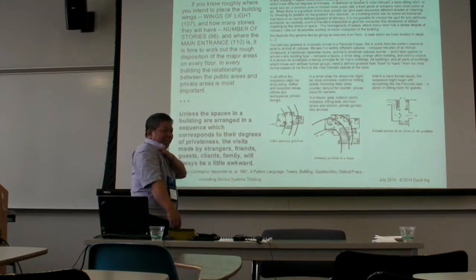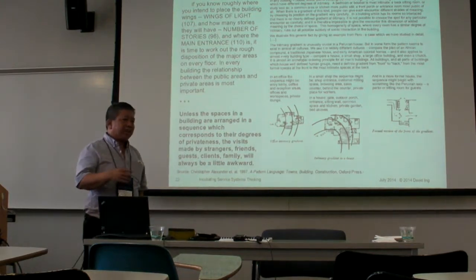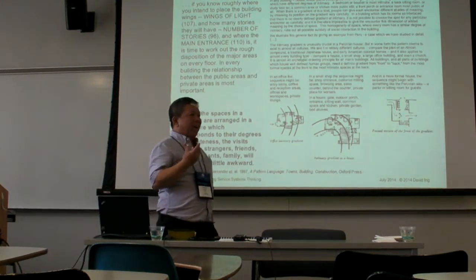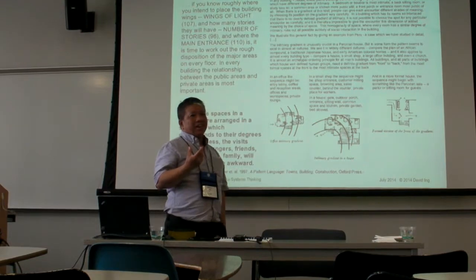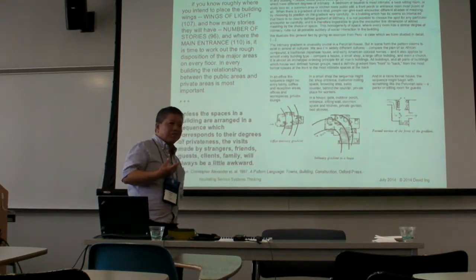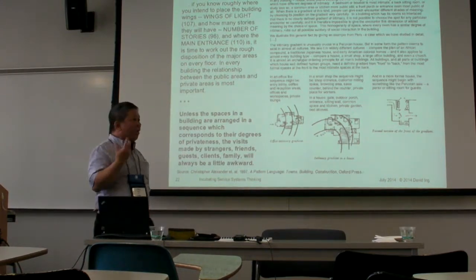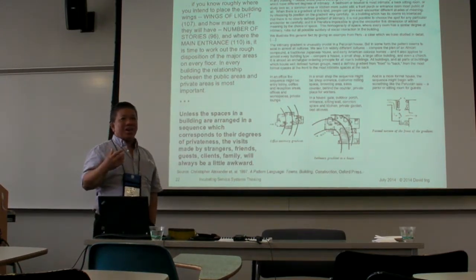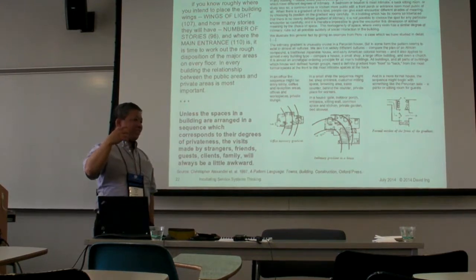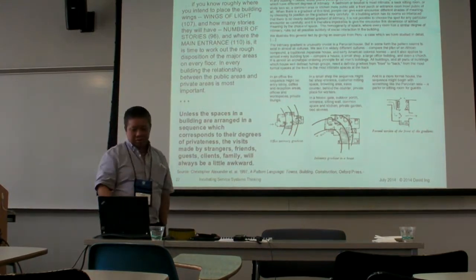Now, one of the things I see in the pattern language is that it is written with a lot of text. And I think this is actually not a good thing. It would be nice, if we're doing a service system pattern language, if we could do more drawings. If we're going to do more drawings, then we should decide on what the notation is going to be, so that when people read it, they can read it more quickly and get a feel for what's going on.